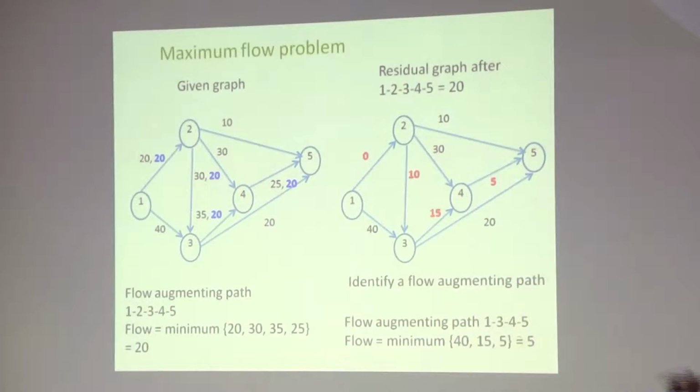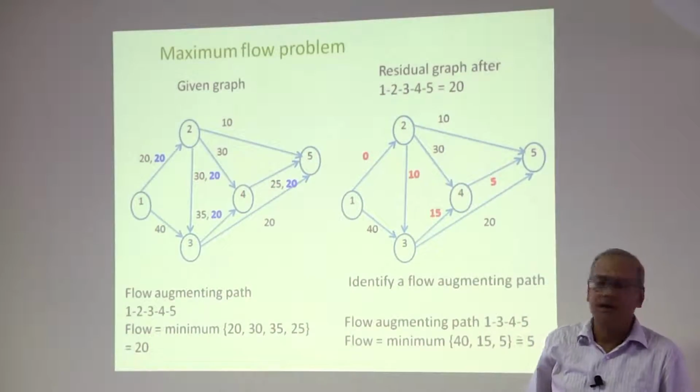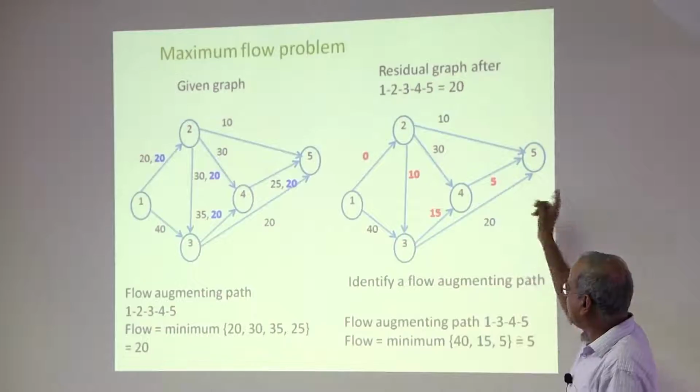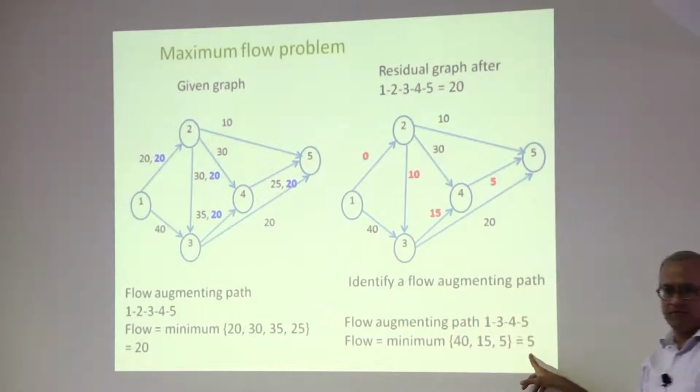Obviously, I will not use 1 to 2 because I can't send anything from 1 to 2. So let's say I use 1, 3, 4, 5. So 40, 35 and 5, the minimum is 5. And once I update it, I can create another residual graph and I can continue this. Are we okay?